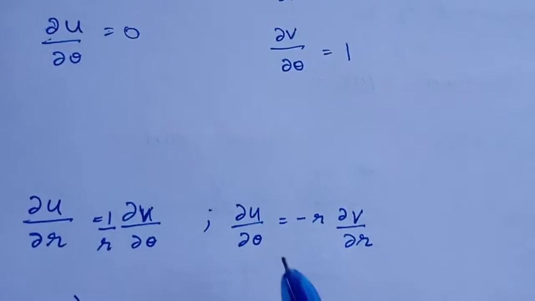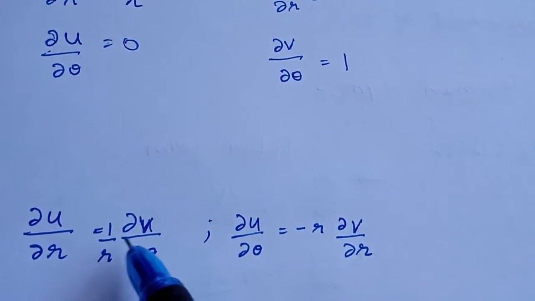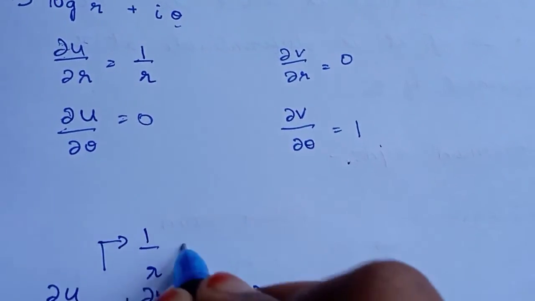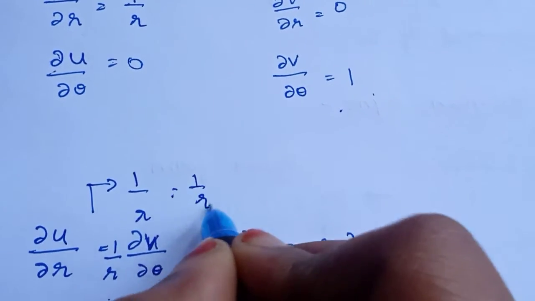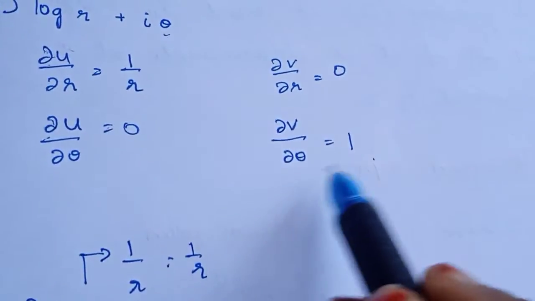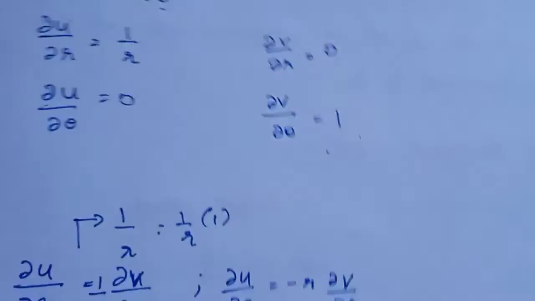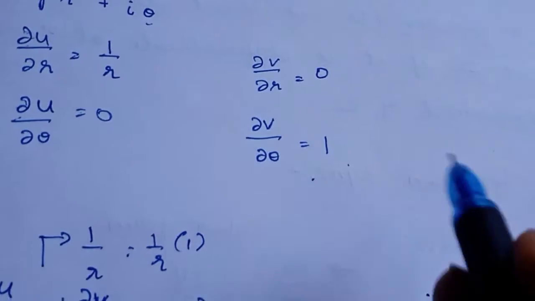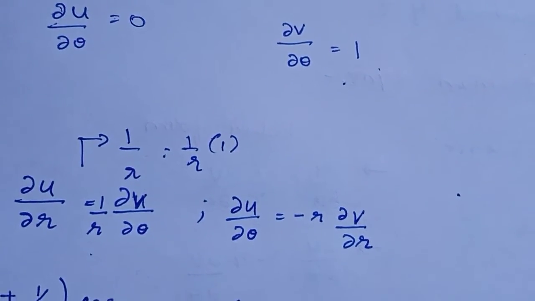So this is the polar form of the CR equation. Dou u by dou r is equal to 1 by r into dou v by dou theta. So here dou u by dou r is nothing but 1 by r. And according to the equation, it is 1 by r of dou v by dou theta. Dou v by dou theta here is 1. So you can see that 1 by r is equal to 1 by r. Dou u by dou theta is 0 and dou v by dou r is 0. Therefore, the CR equation is satisfied.